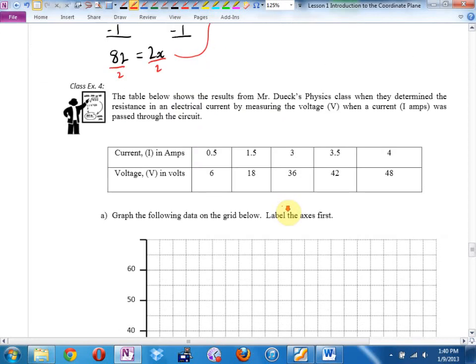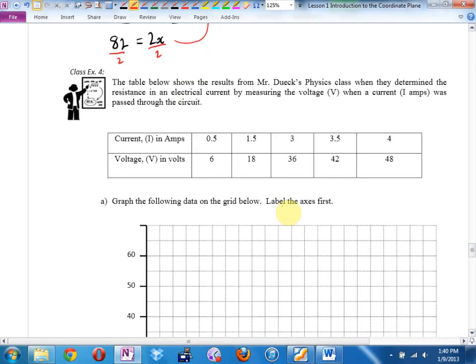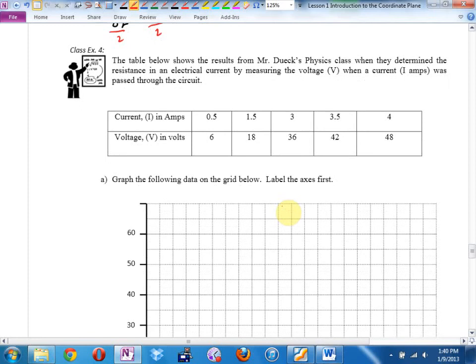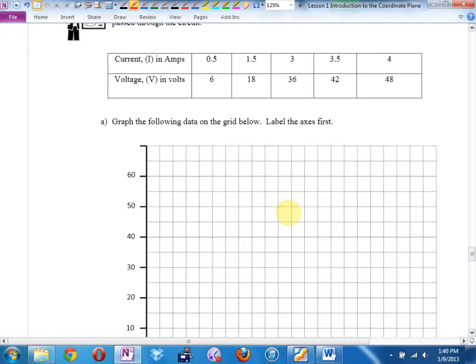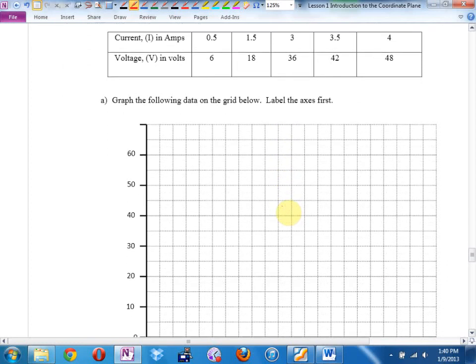Example 4. The table below shows the results from Mr. Dewick's physics class when they determined the resistance in an electrical circuit by measuring the voltage, V, when the current, I, was passed through the circuit. So there's my table of values. Graph the following on the grid below.